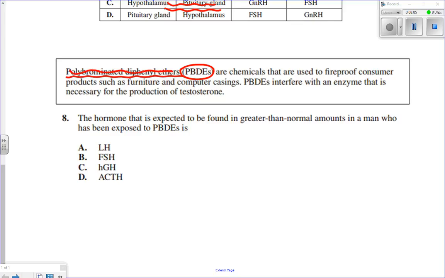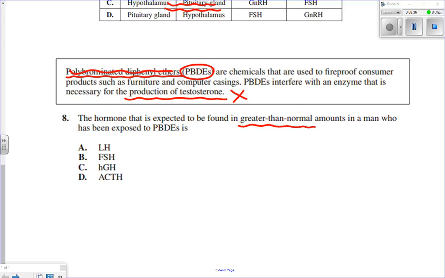PBDEs are chemicals that are used to fireproof consumer products such as furniture and computer casings. PBDEs interfere with an enzyme that is necessary for the production of sperm. In other words, production of sperm is going to be interfered with. It's not going to happen. Sorry, production of testosterone is going to be interfered with. It's not going to happen. So the hormone that is expected to be found in greater than normal amounts. Which hormone are we going to get more of than normal when a man has been exposed to PBDEs?